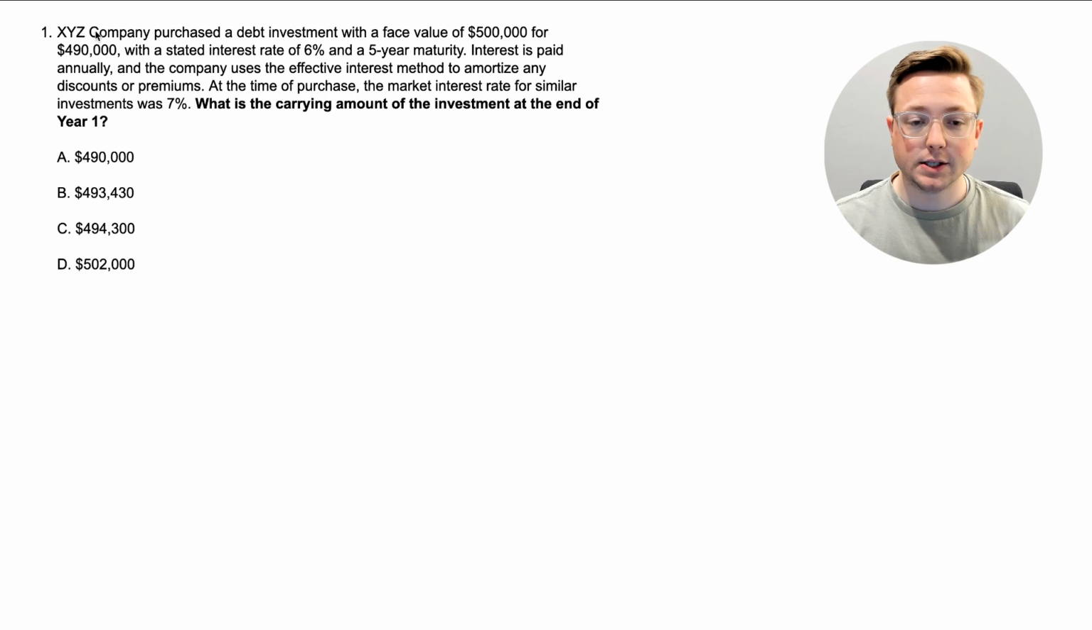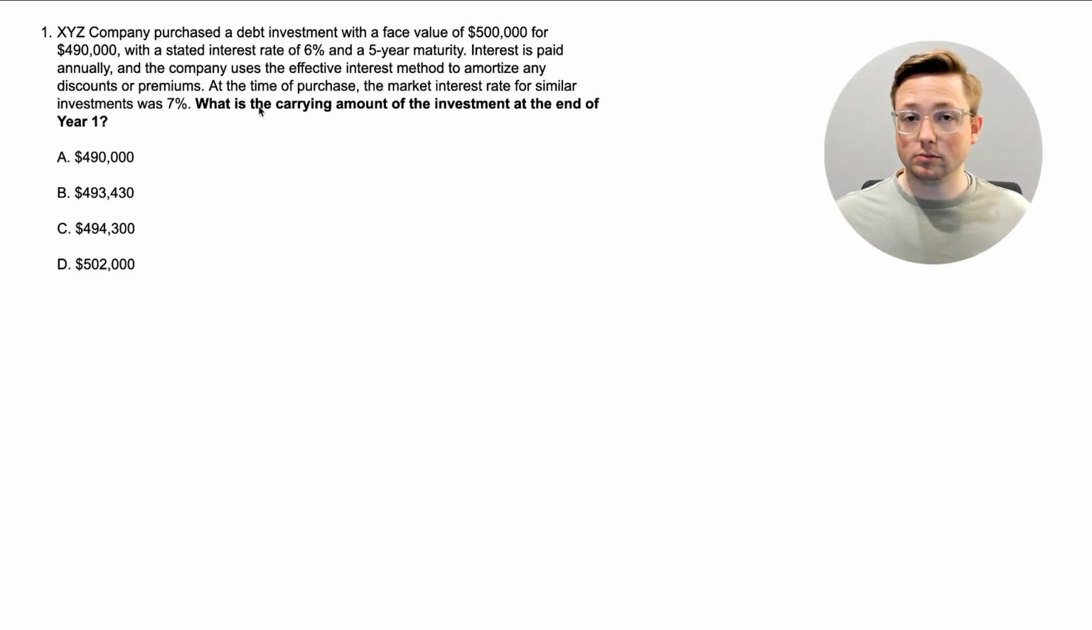Okay. XYZ company purchased a debt investment with a face value of $500,000 for $490,000 with a stated interest rate of 6% and a 5-year maturity. Interest is paid annually, and the company uses the effective interest method to amortize any discounts or premiums. At the time of purchase, the market interest rate for similar investments was 7%. What is the carrying amount of the investment at the end of year 1?